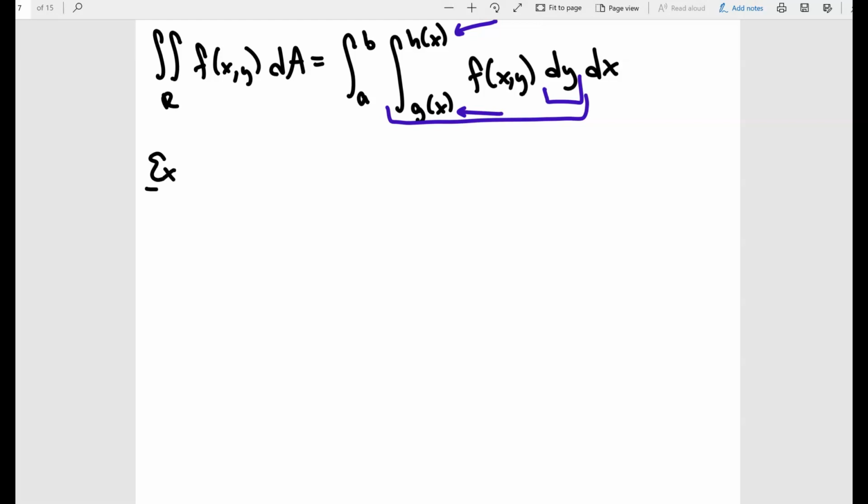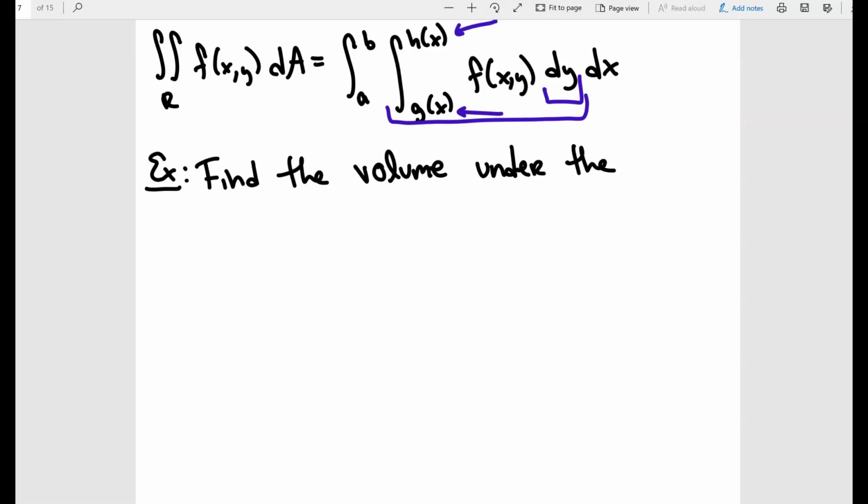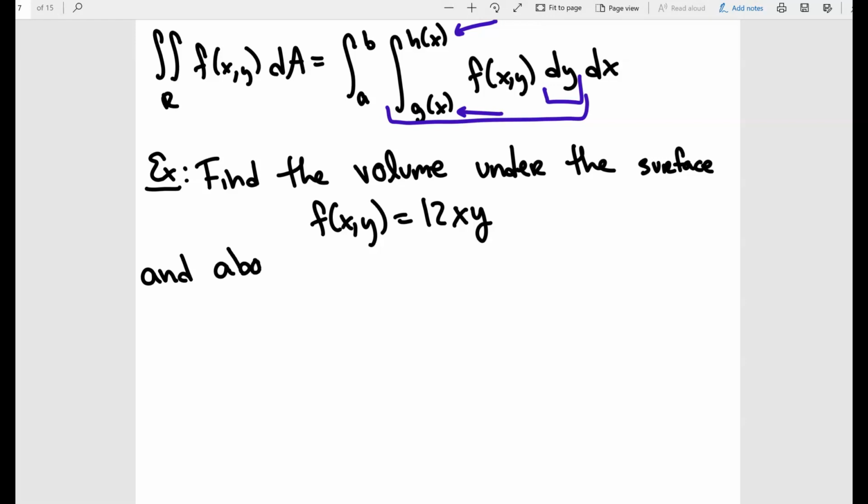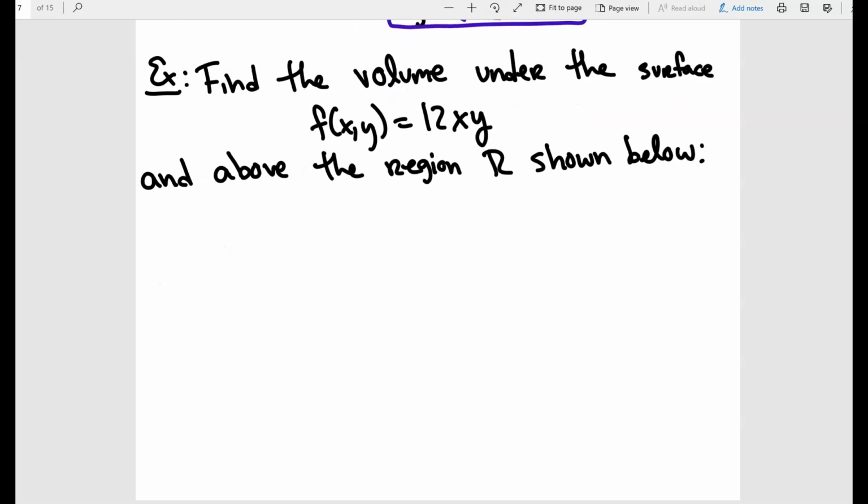Here's an example. What we want to figure out is: find the volume under the surface f of x comma y equals 12xy, and above the region R shown below. Usually the region is going to be given to you, at least in this class.